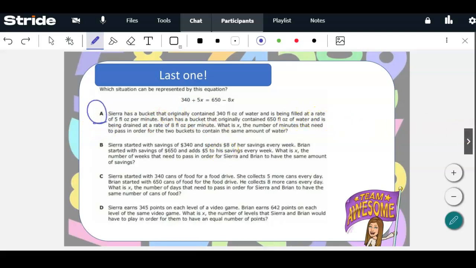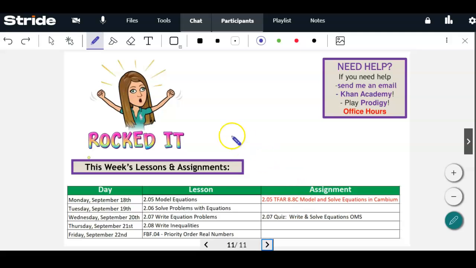That was a little bit easier than that other one. So hopefully you understand how to find the word problem from the equation. It just takes a little bit of practice. If you need help, please reach out to me. Make sure you are completing these lessons. Go through the OMS lesson for this for better understanding.